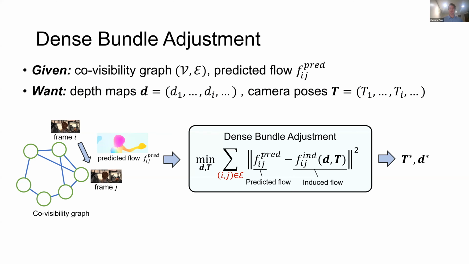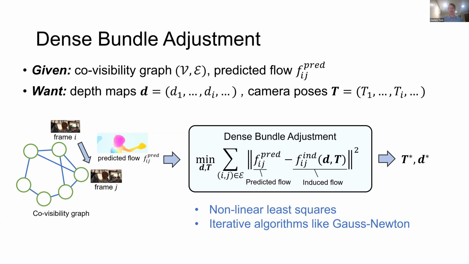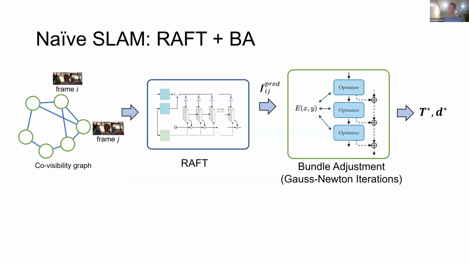So what we can do is formulate an optimization problem. We can take the sum over every edge in this frame graph, and take the difference between the predicted flow, as predicted by our flow network, and the induced flow, which is a function of depth and pose. By minimizing this objective function, we can solve for depth and camera poses. This is a nonlinear least squares problem, and there are iterative algorithms like Gauss-Newton and LM, which typically work pretty well.